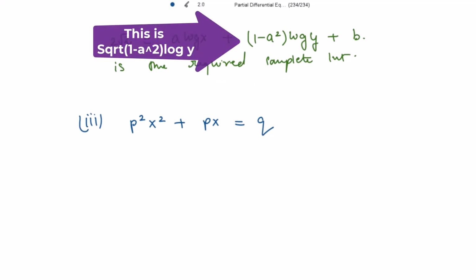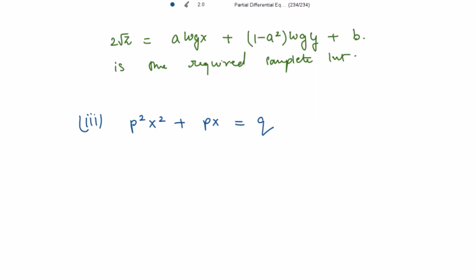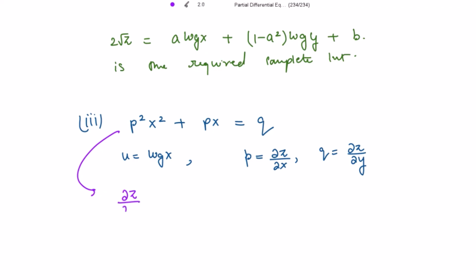We have p square x square plus px equal to q. That is, we are only having one variable with p and q, that is x. There is no z in this equation. There is no y. So what we have to do, just take your u to be equal to log of x, that's it. And we know that p is del z by del x and q is del z by del y. So from this equation we get (del z by del x) whole square x square plus (del z by del x) into x equals q.